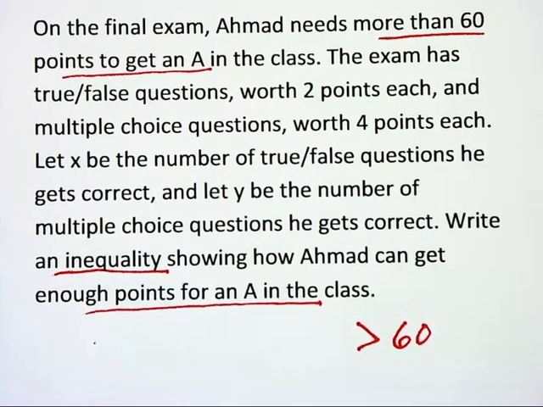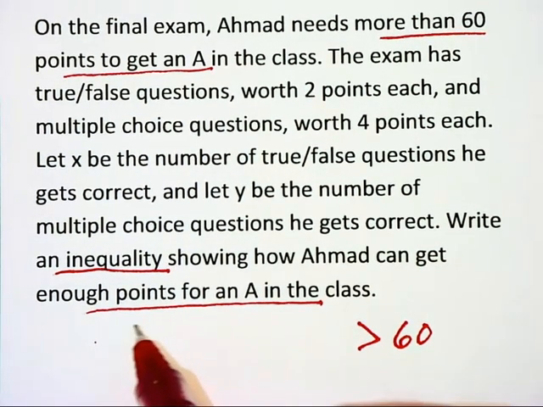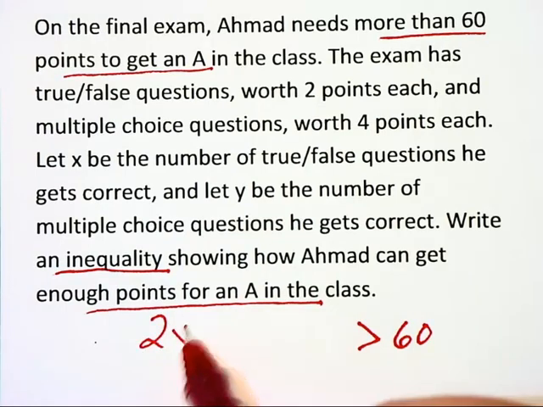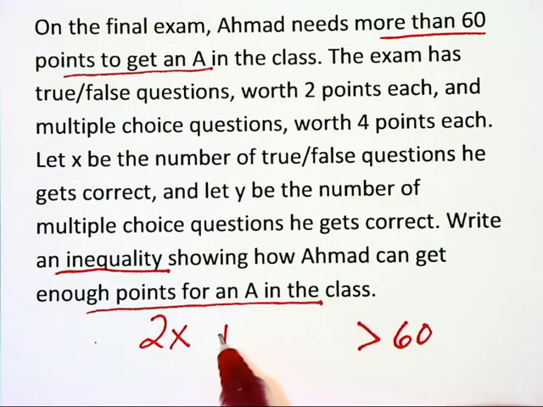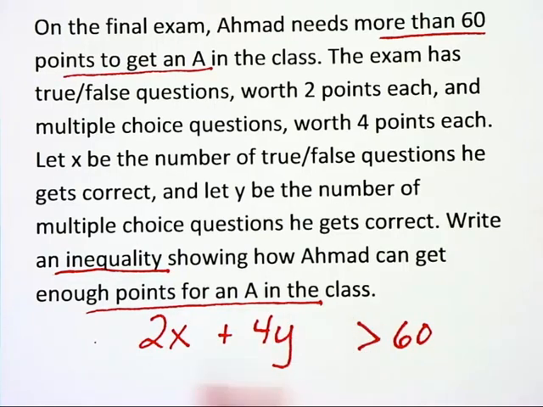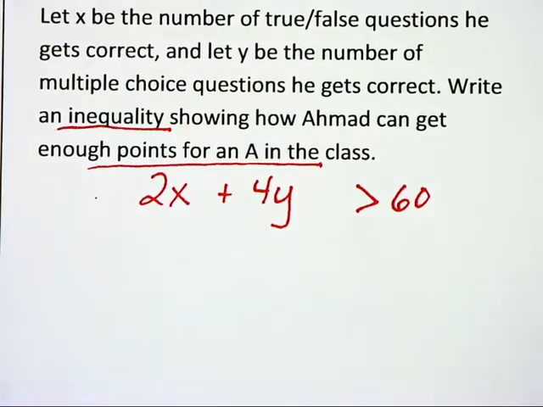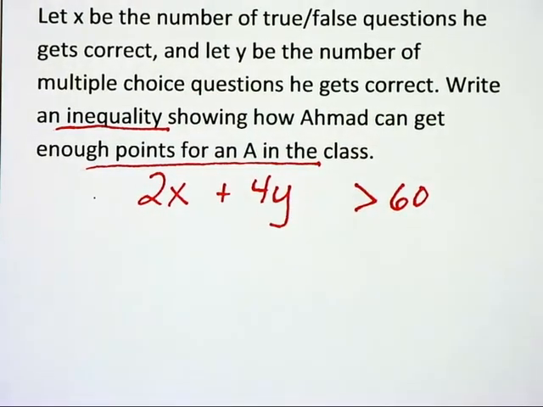Now how does he gain points? He gains 2 points for each question of type X and 4 points for each problem of type Y, and that will be the inequality we're looking for, 2x plus 4y greater than 60.